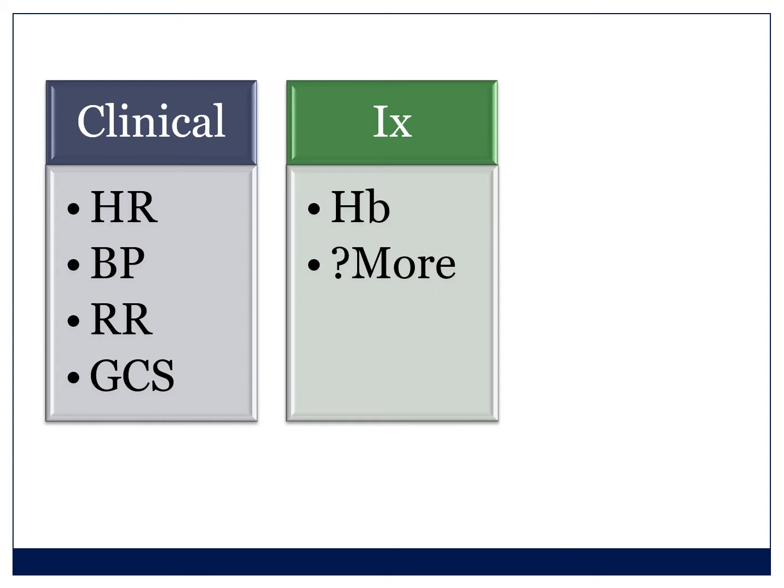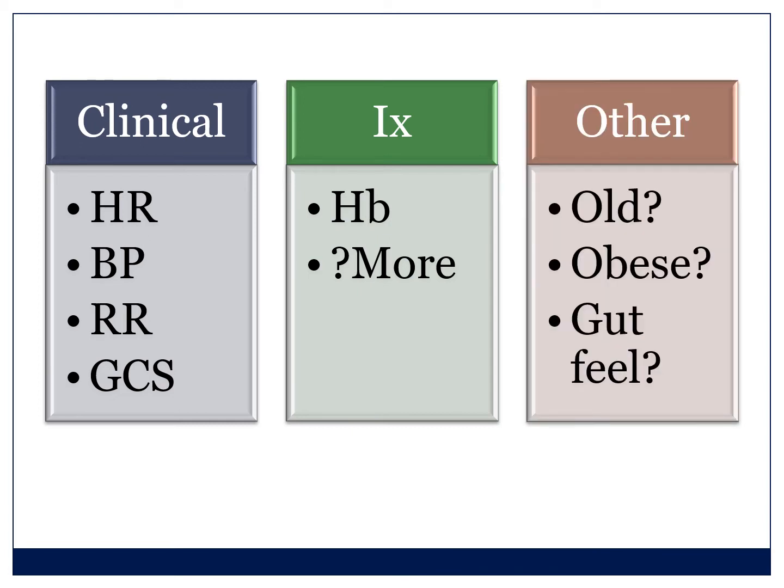Investigations: you need at least a ward hemoglobin. I've put a query more because if they are sick patients, then you need to start thinking about doing full blood counts, coagulation profiles, looking at the renal function. But in a standard procedure, a ward hemoglobin is enough. And then think about other problems.